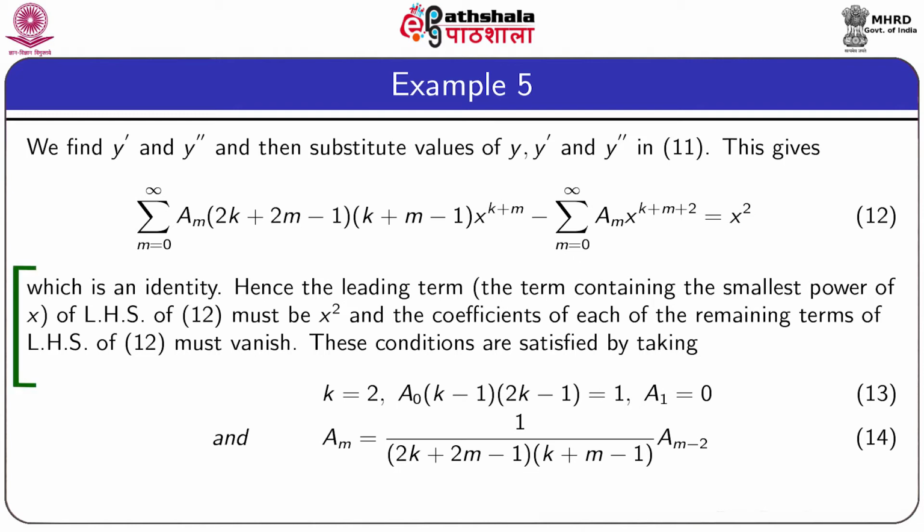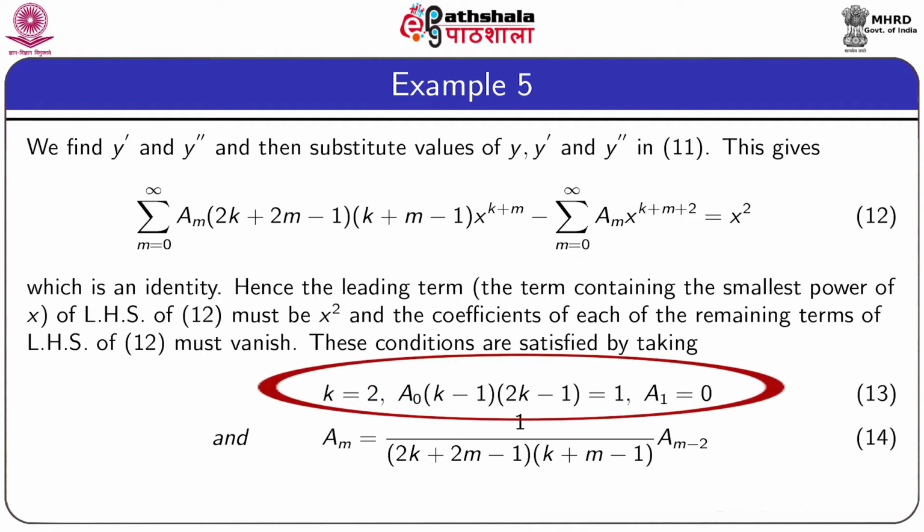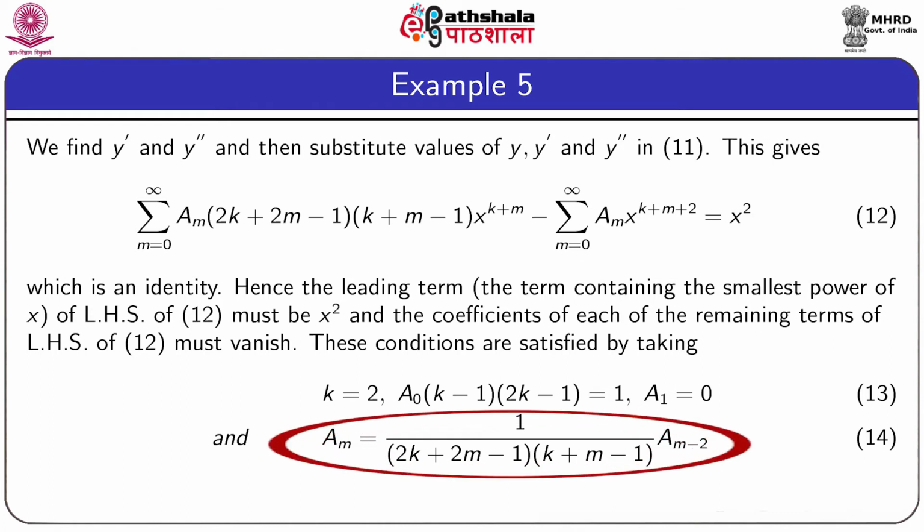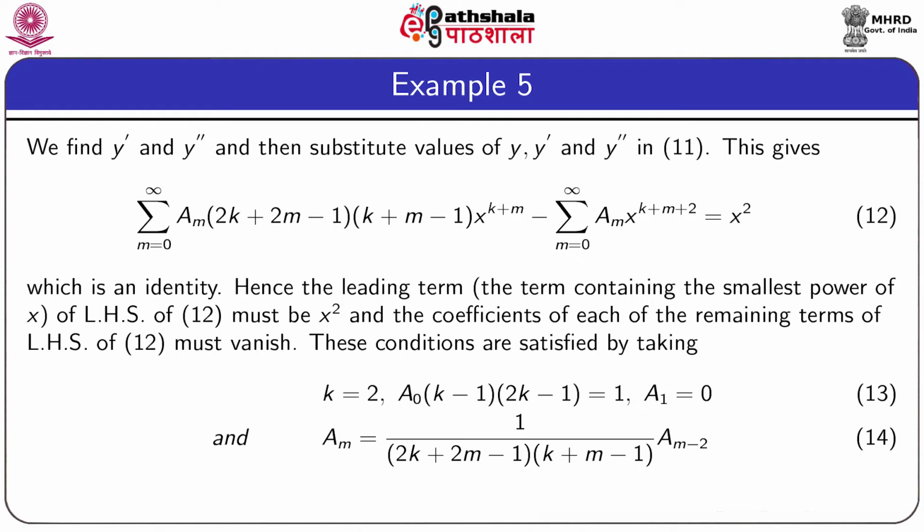Hence, the leading term, that is the term containing the smallest power of x of the left hand side of 12, must be x square. And the coefficients of each of the remaining terms of the left hand side of 12 must vanish. These conditions are satisfied by taking k equal to 2, a_0 (k minus 1)(2k minus 1) equal to 1, a_1 equal to 0, and a_m equal to 1 by (2k plus 2m minus 1)(k plus m minus 1) a_(m minus 2), given by equation number 14.